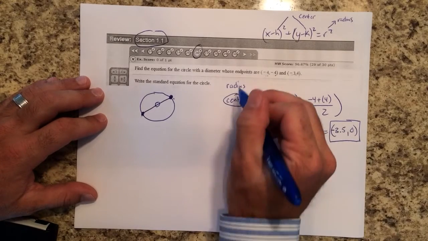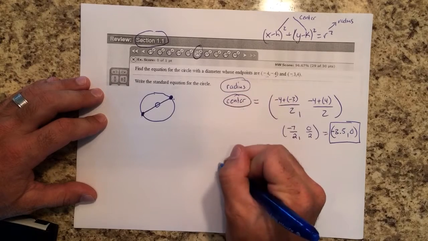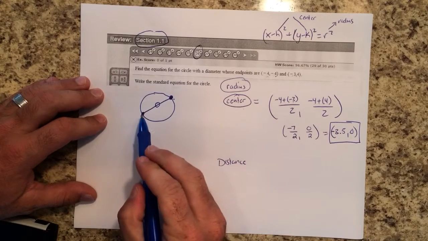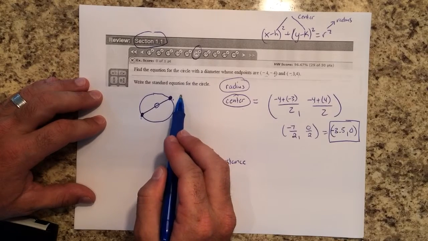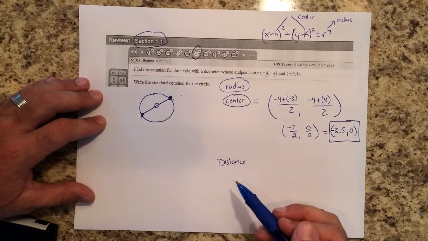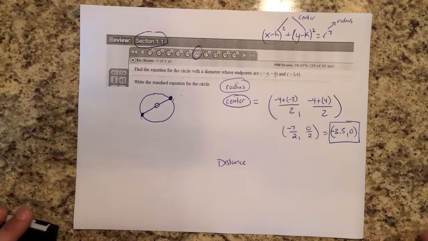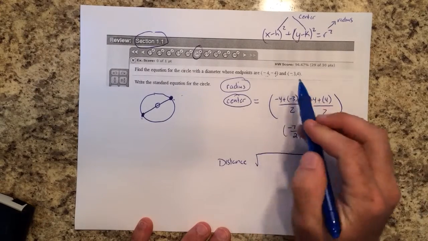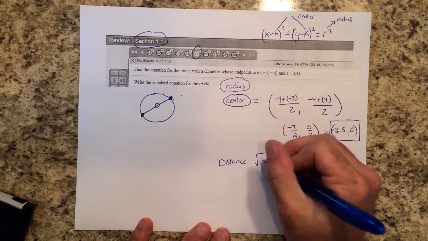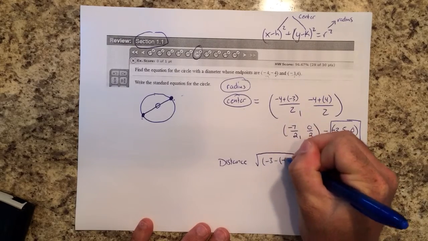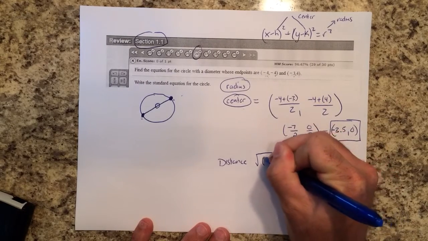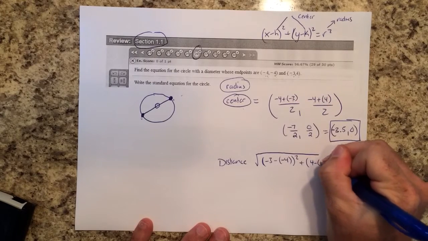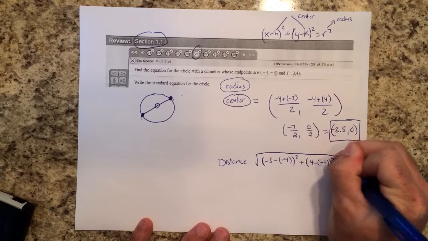(-3.5, 0). Then to find the radius, we're going to use the distance formula. I'm going to find the distance from this point to this point, and then I'm going to divide that by 2, and once I divide that by 2, that'll be the radius. So find the distance of the diameter. You do x2 minus x1, so (-3 minus -4) squared, plus y2 minus y1, (4 minus -4) squared.